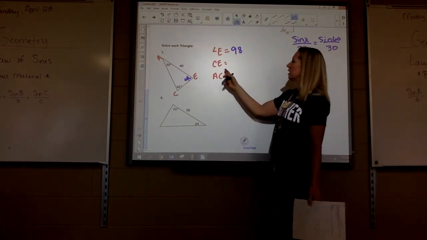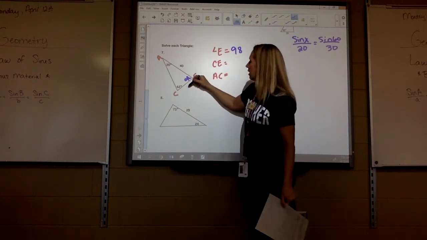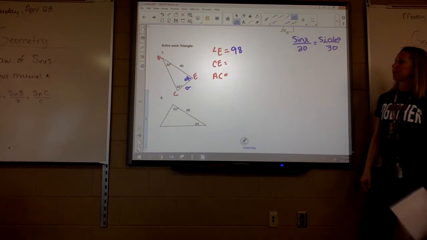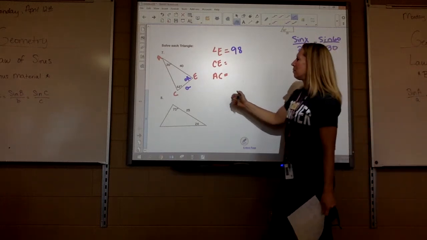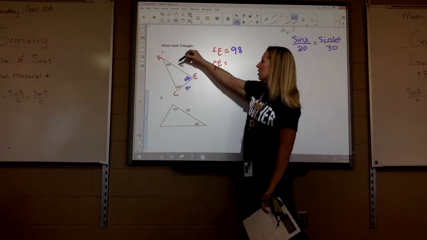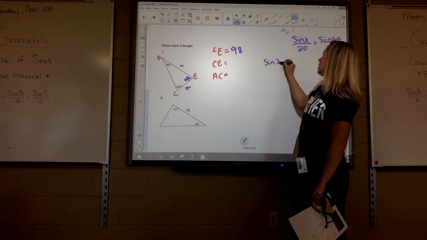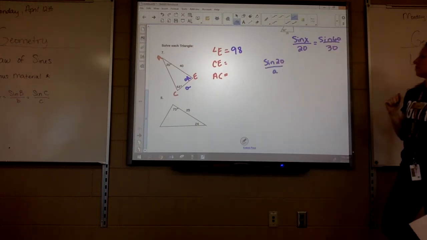We'll find side CE first. So I'm going to call it little a because it's across from my capital A. So side CE, I'm going to set up my sine proportion. So I'll do sine 20 over little a, or x. You could even call it x if you wanted.